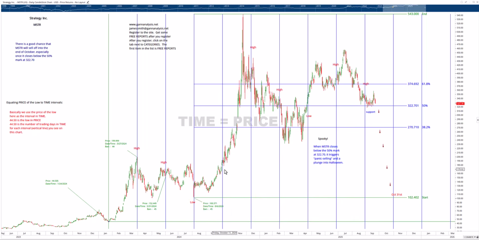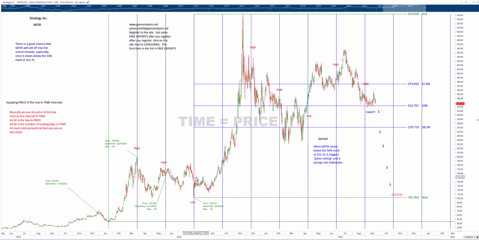It doesn't work every time. This wasn't so good, but you can see this was great. And let's see, going forward, if you take out the 50% mark at 322, you can see it's offering support. You're probably going to go down into the end of October. So that's kind of interesting.